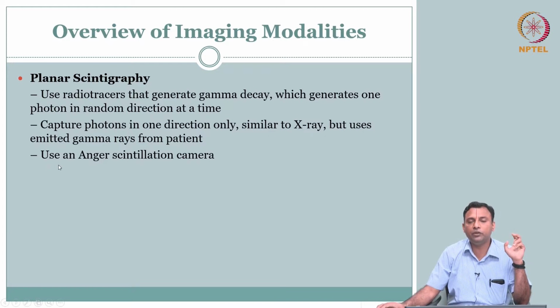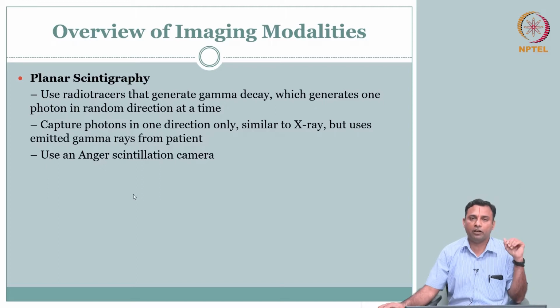For this we will use what is called the Anger scintillation camera. In fact, this has been there from the beginning of using this nuclear medicine aspect. So this camera is an important part of enabling planar scintigraphy. Planar scintigraphy is analogous to your projection radiography.